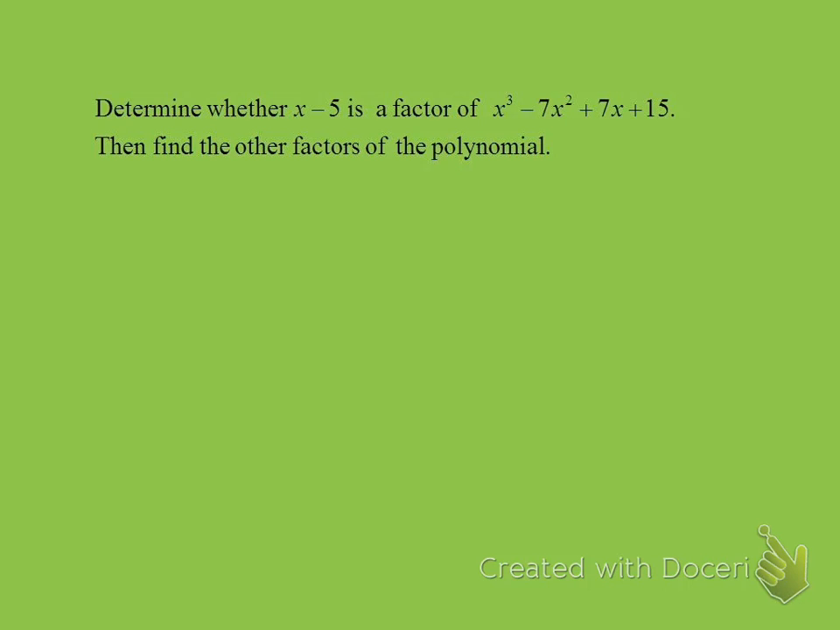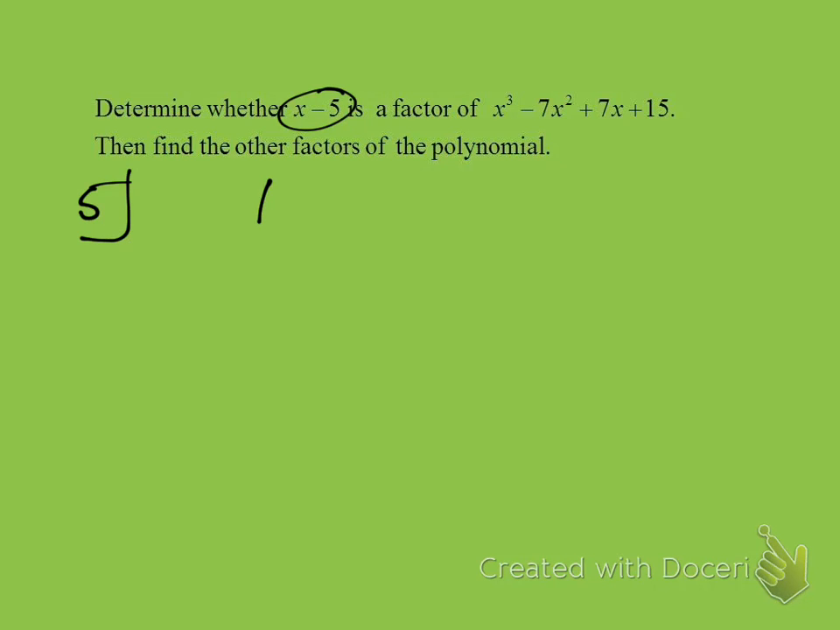So, determine whether x minus 5 is a factor of x cubed minus 7x squared plus 7x plus 15. Then find the other factors of the polynomial. So first off, you're given a binomial and a polynomial. They want you to figure out if that binomial is a factor of that polynomial. You do that with synthetic division and getting a remainder of 0. So you set that up. They give you x minus 5, so we're going to put in the box positive 5.